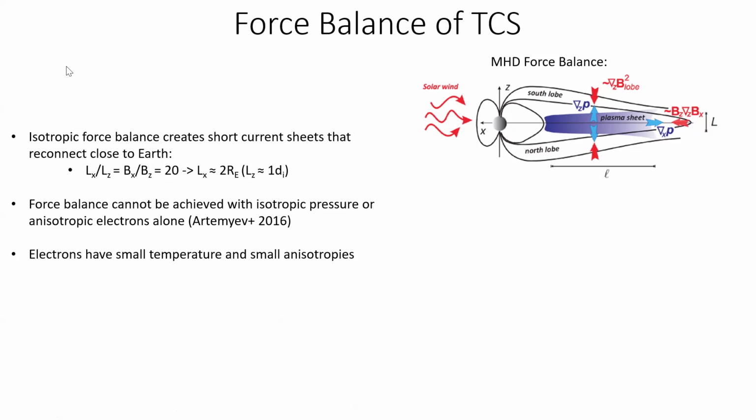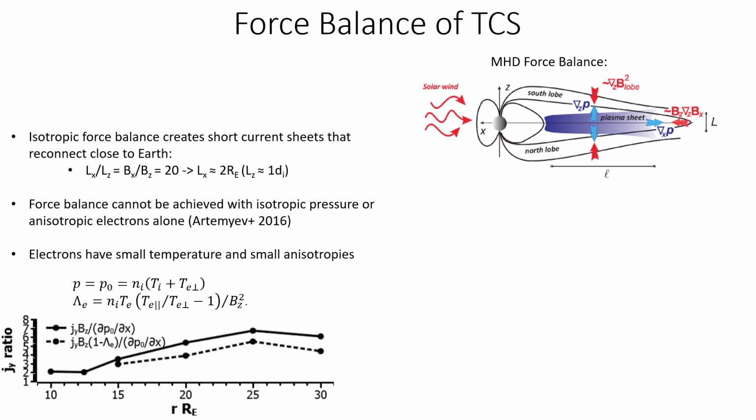Just for this 2 Re example, we're assuming that the cross length scale is about 1 Di, which is pretty consistent with these observations. So we can't get force balance of these thin current sheets with isotropic pressure. People have thought that maybe you can get it with anisotropy of the electrons.